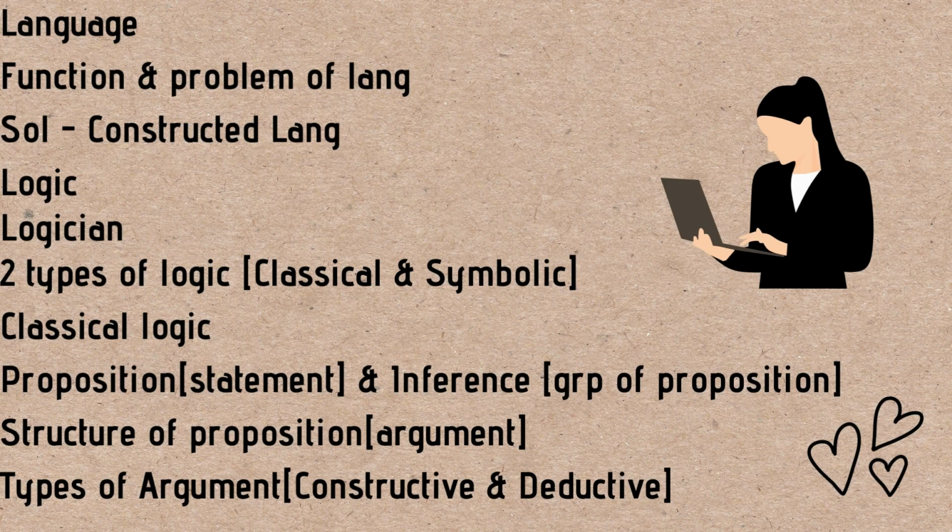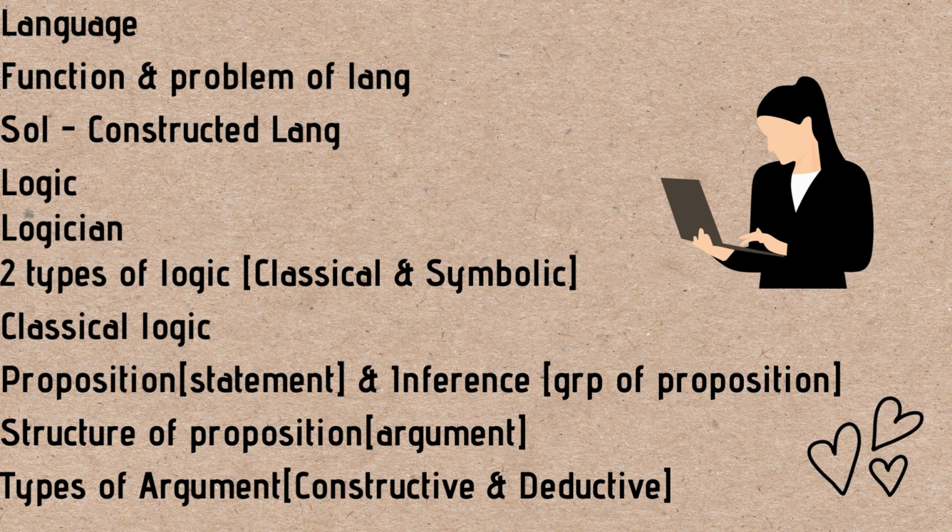We constructed a language called logic, and the person who studies logic is a logician. In logic, we have two types: classical logic and symbolic logic. Classical logic, we also call it Aristotelian logic, since he founded it. We also saw about the proposition. Proposition means a statement, and a group of propositions we call an inference.